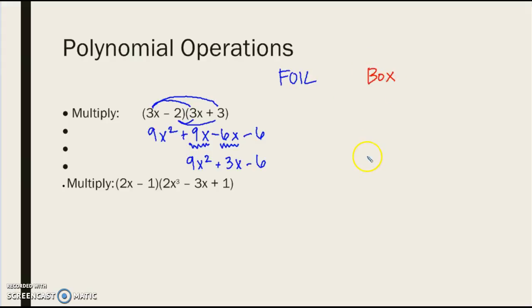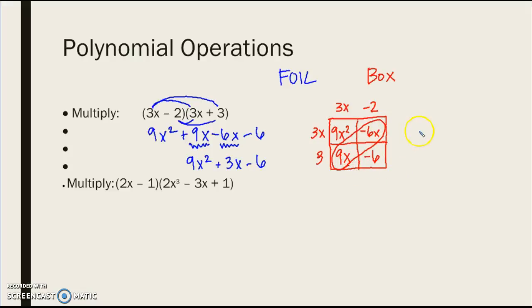The other method is the box, right? So for this example, I'm multiplying a binomial and a binomial, which means I'm going to have a 2 by 2 box. And it doesn't matter which one I put across the top and the side. So I've got 3x and a negative 2, 3x and a positive 3. Now I just multiply to find the area of each box. Right? So 3x times 3x, 9x squared. 3x times negative 2 is negative 6x. 3 times 3x is 9x. And 3 times negative 2 is negative 6. Okay? I have some like terms, and they are diagonal.